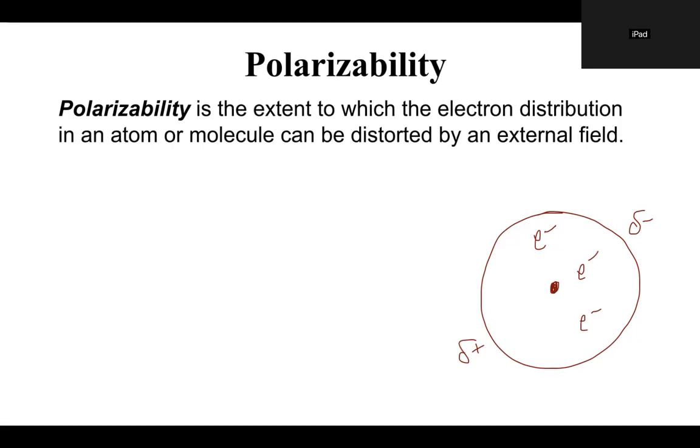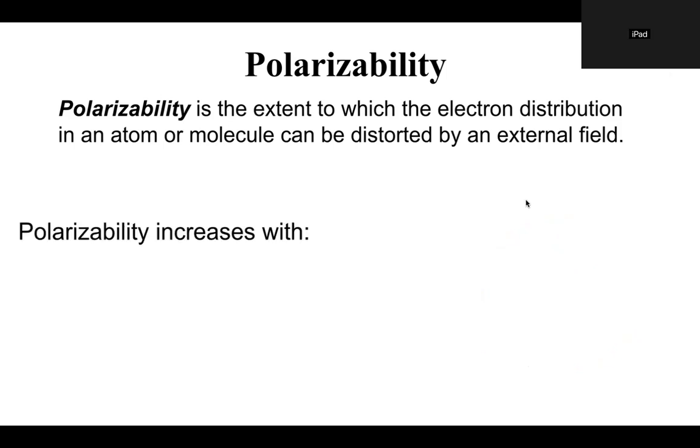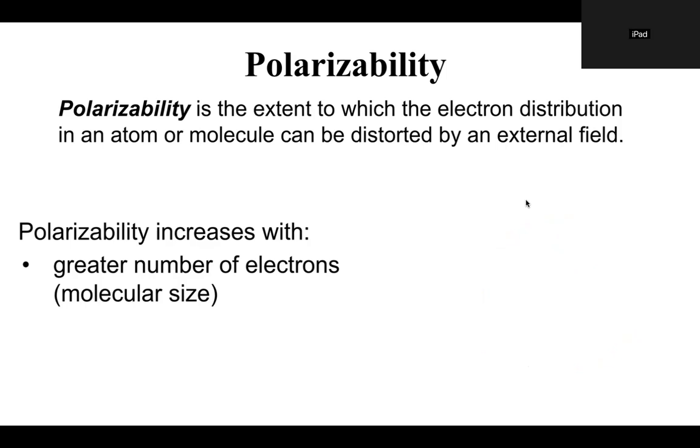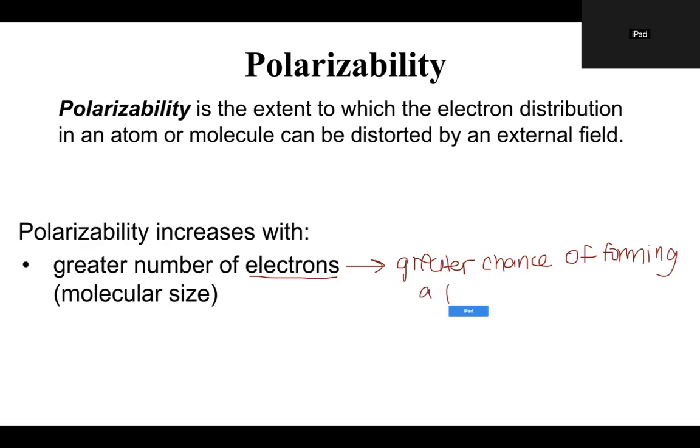So the ability for something to become polar increases with the greater number of electrons, meaning the larger the atom or the larger the molecule, the more polarizable it is. Because if we have a greater number of electrons, that means there's a greater likelihood that we can form some sort of quick polar molecule. So we have a greater chance of forming a polar substance in an instant.